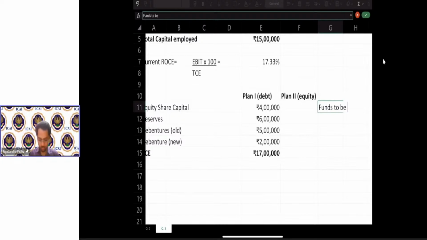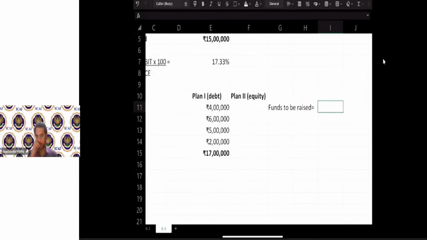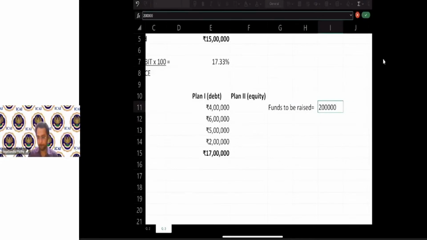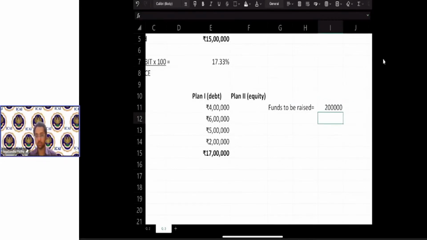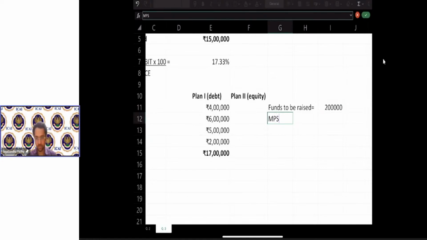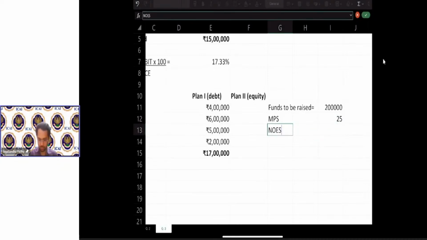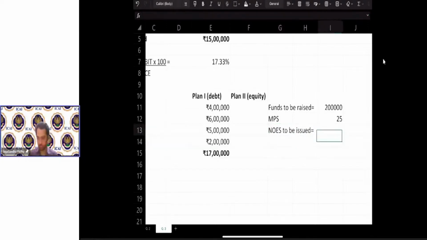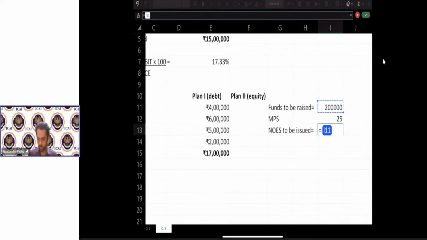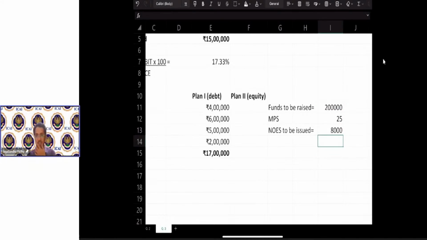Funds to be raised will be 2 lakh, and the shares have a market price of 25 as given in the question. So what will be the number of equity shares to be issued? That is 2 lakh divided by 25, which is 8,000 shares, right?